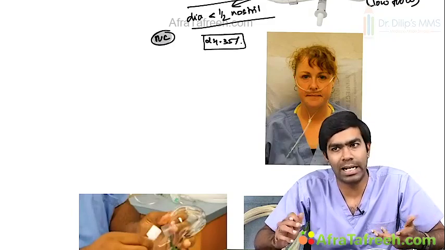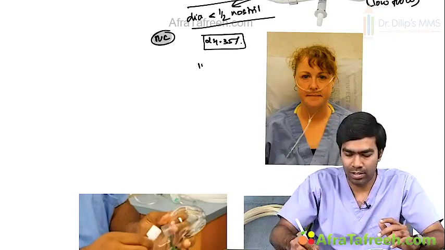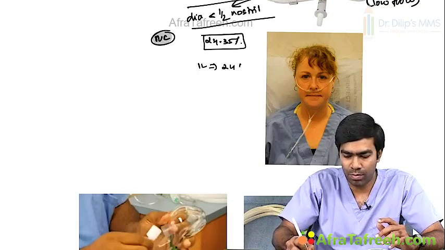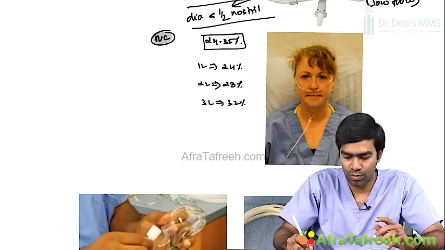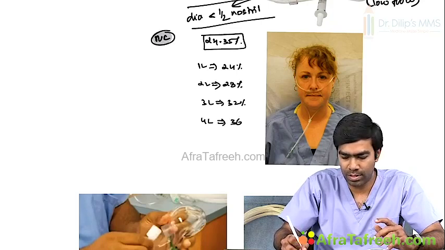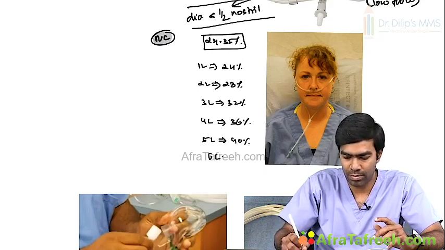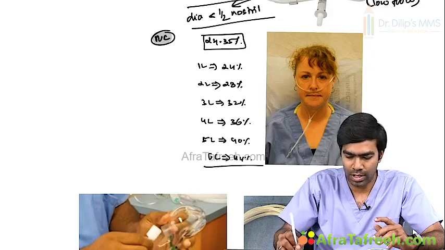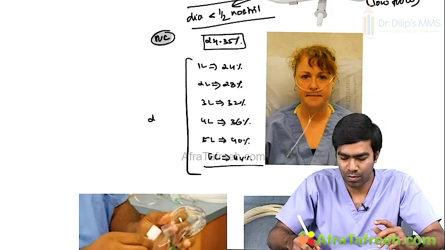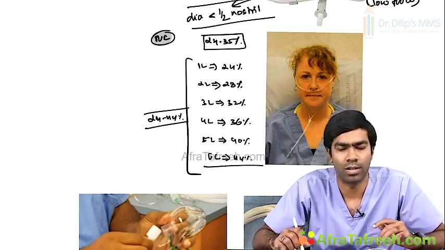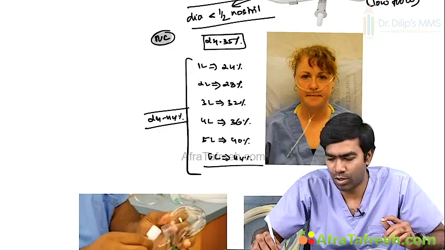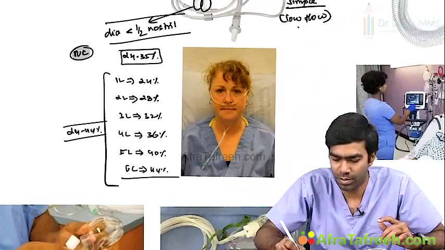But your Indian textbooks will give some numbers, for example, 1 liter can provide 24%, 2 liters can provide 28%, 3 liters can provide 32%, 4 liters can provide 36%, 5 liters can provide 40%, and 6 liters can provide 44%. So I can write a variable cutoff of 24 to 48% according to the Indian textbooks. Both are correct. Nothing is wrong. But remember, being a low flow device, it will be a variable performance.